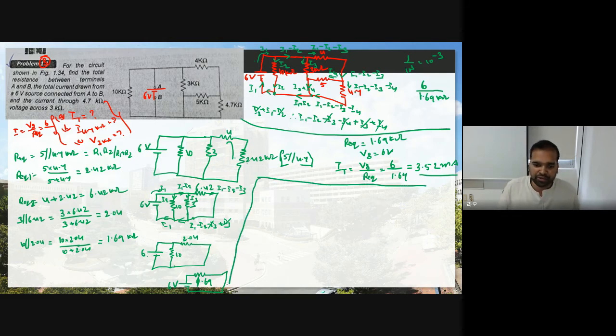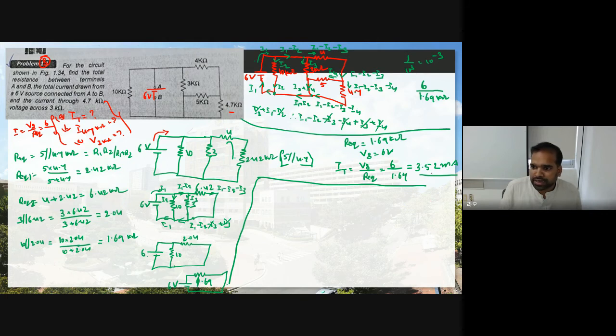Here we have used the concept of resistors connected in series and resistors connected in parallel. Now see, what you have to find is the current flowing through the 4.7 kilo ohm resistor. Now where is the 4.7? Here.